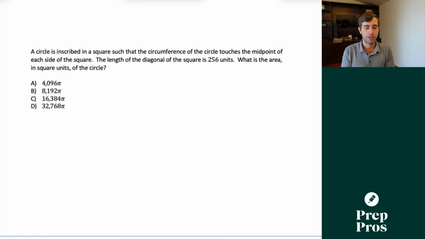With the question here, we see a circle is inscribed in a square such that the circumference of the circle touches the midpoint of each side of the square. The length of the diagonal of the square is 256 units. What is the area in square units of the circle? The first thing we want to do is draw this out.